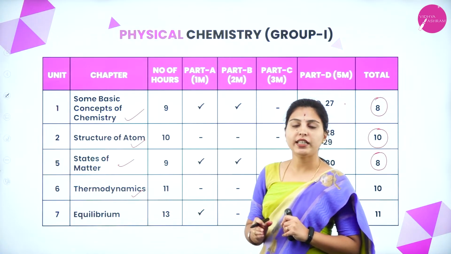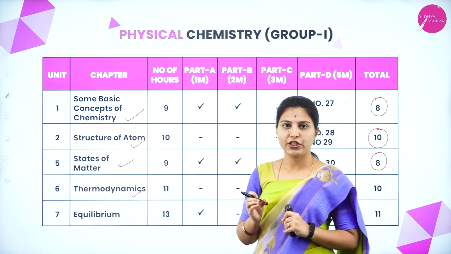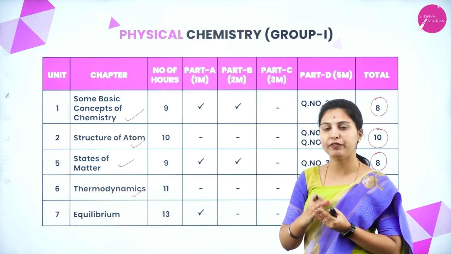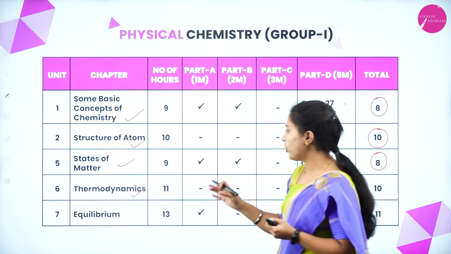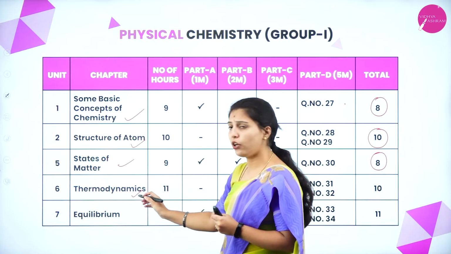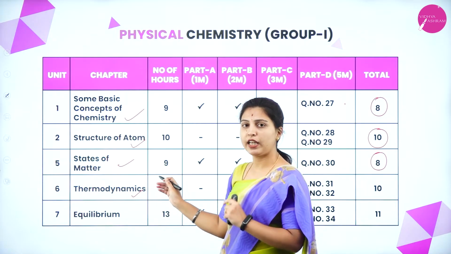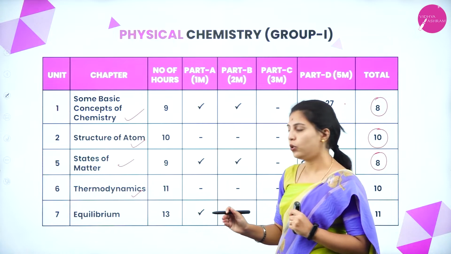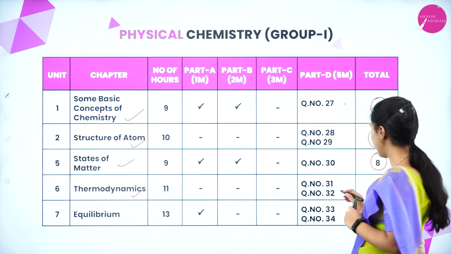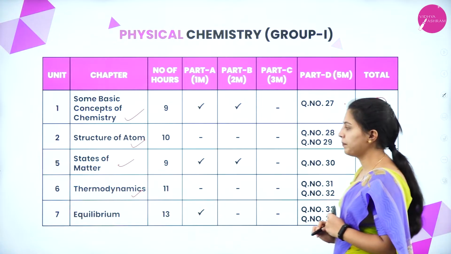Next, thermodynamics. Thermodynamics is about the heat energy by the system, on the system and the surroundings, how they are interlinked, and what thermodynamics says about heat energy. This kind of thermodynamics we also call thermochemistry. For this chapter, 5 mark 2 questions will be allotted, total 10 marks.